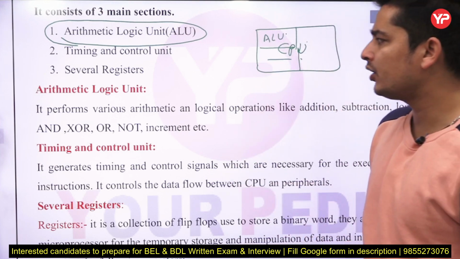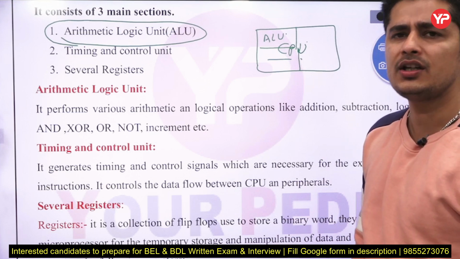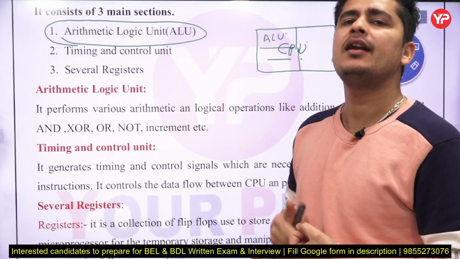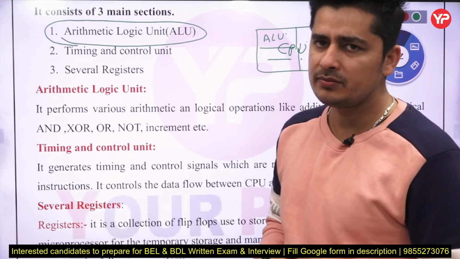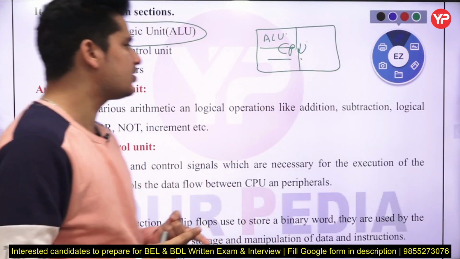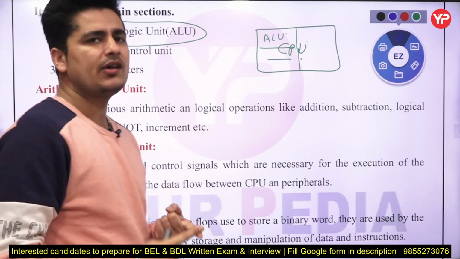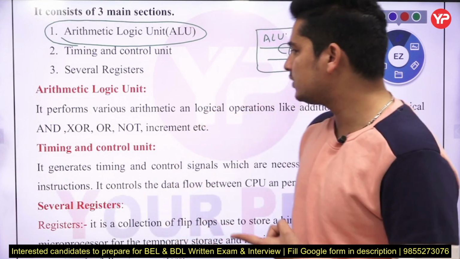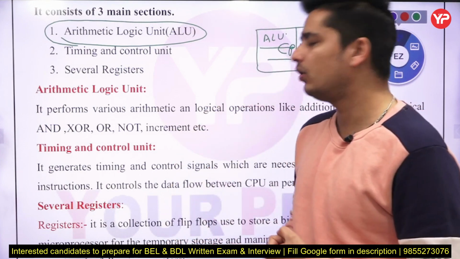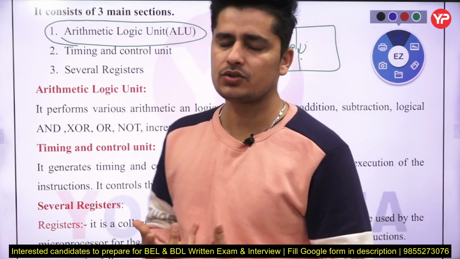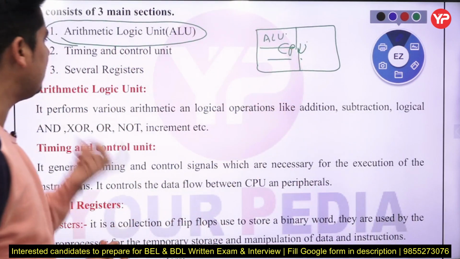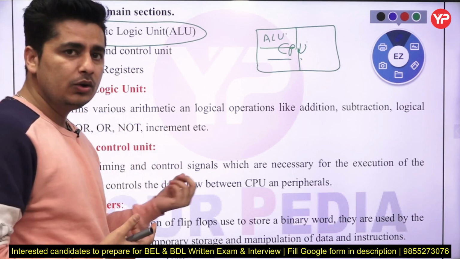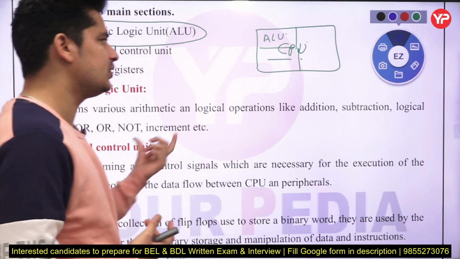The main function of this arithmetical logical unit is to perform all types of arithmetical and logical operations. Arithmetical operations mean addition, subtraction, multiplication. Logical operations you have already studied in your digital electronics. The logical operations are AND, XOR, OR, NOT. So this arithmetical logical unit is responsible for all the arithmetical and logical operations inside your CPU.